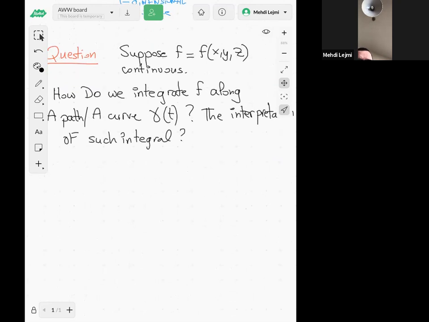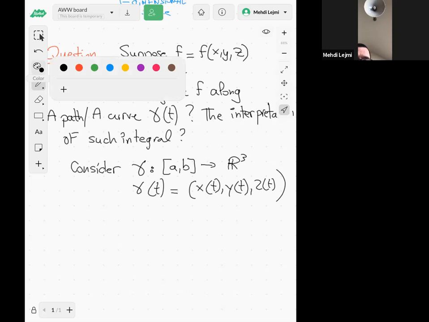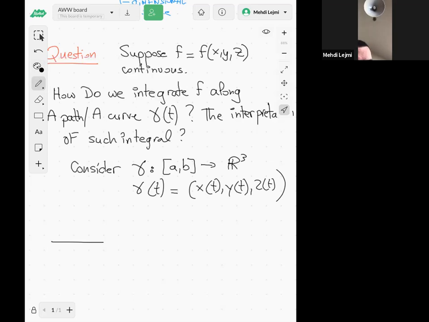So what we're gonna do, guys? It's again the same idea. We have some interval. We have this path or curve gamma. So gamma is from this interval AB into space, right? And gamma of t, we said, is x of t, y of t, and z of t. So the idea is the following. We're gonna do as usual. We're gonna divide our interval AB. This is my interval AB.